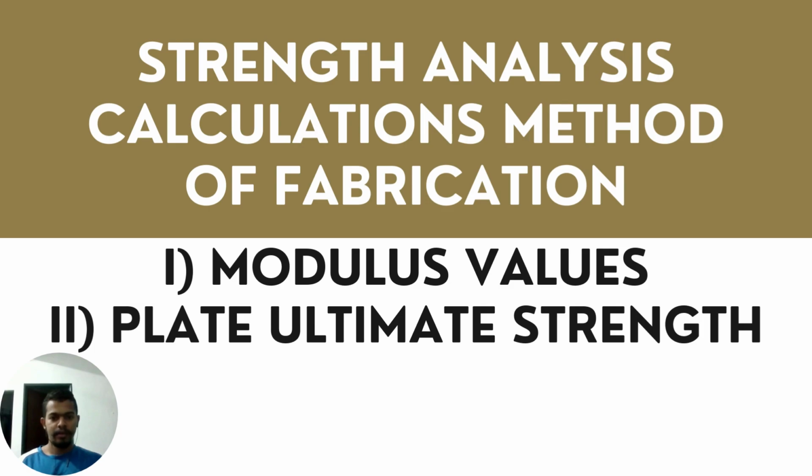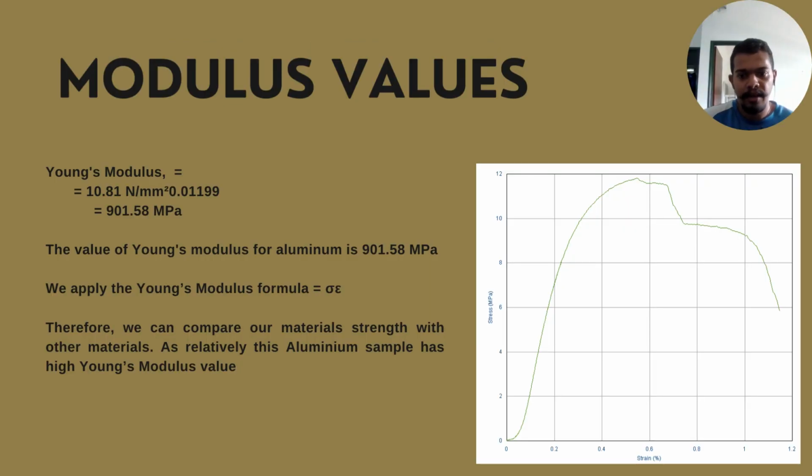Hello everyone, I'm going to talk about the strength analysis calculation method of fabrication. First is the modulus value, which we get from the Young modulus formula, and second is the ultimate strength. As for the modulus value, we can obtain it from the graph. Therefore, the Young modulus for our sample testing is 901.58 MPa. The value of Young modulus of aluminum can differ because we might make errors during our sample production. We apply the Young modulus formula, which is stress over strain. Therefore, we can compare our material strength with other materials, as this aluminum sample has a relatively high Young modulus value.